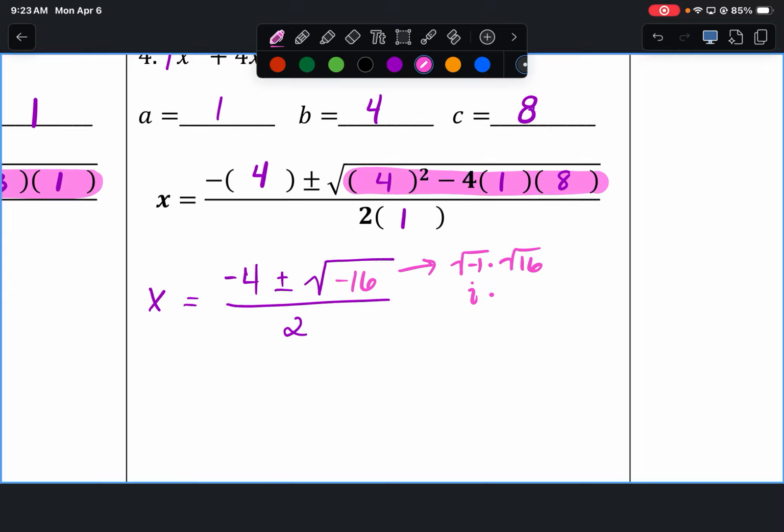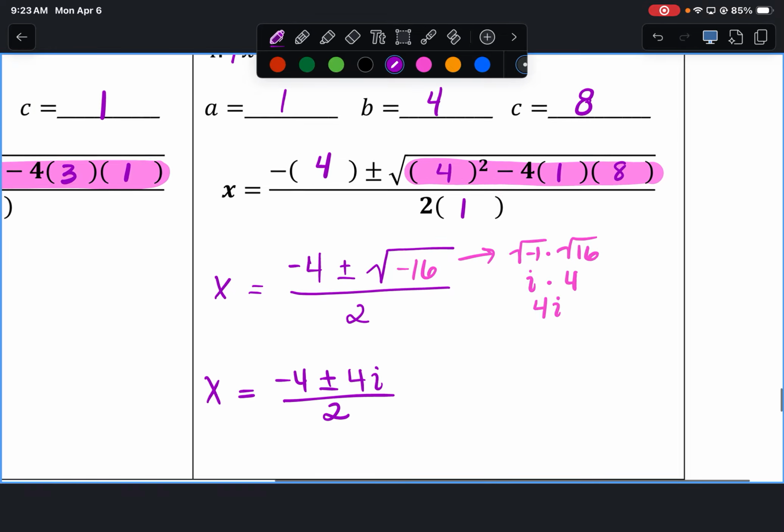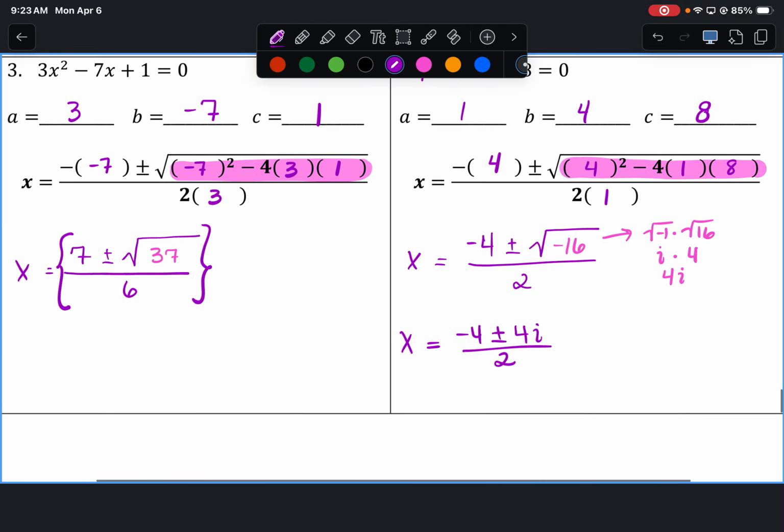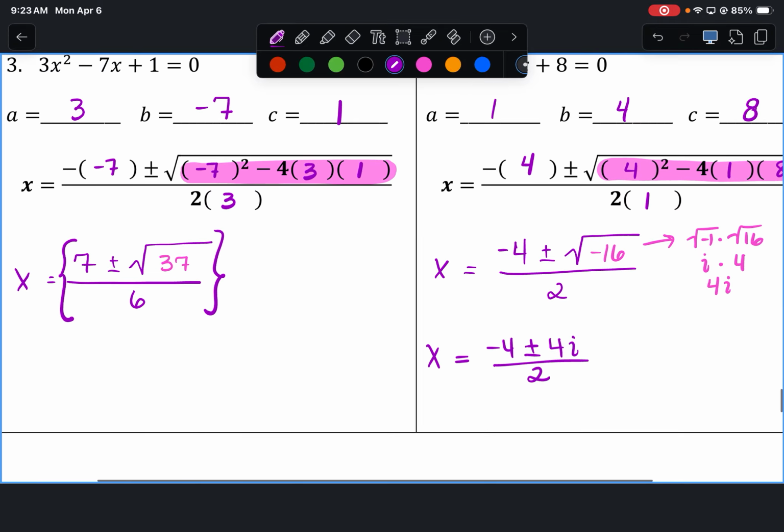Okay, so we're going to go ahead and we're going to do question number 5 together. Okay, so on the back, we're going to do question number 5 together. These are our real rational solutions. So these are going to have our numerical answers. No square roots, no i's, just a regular old number.